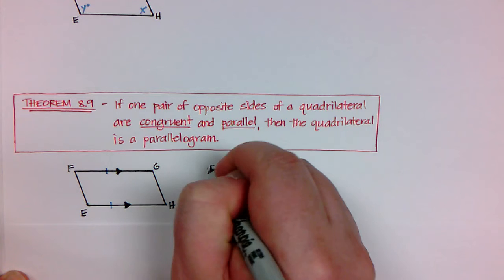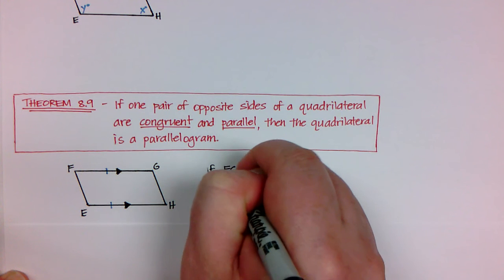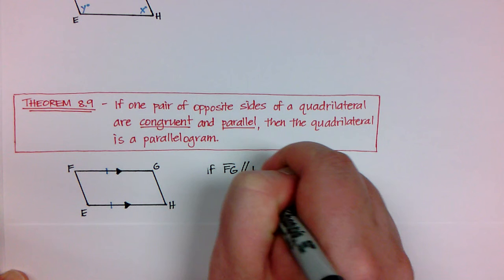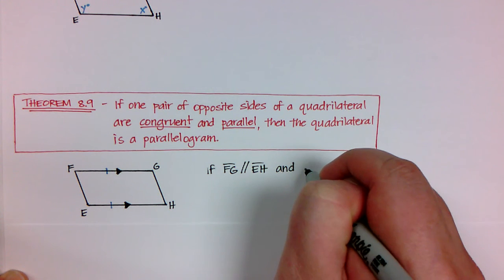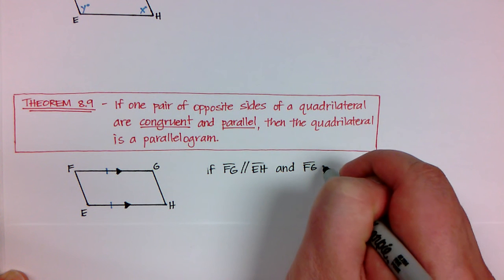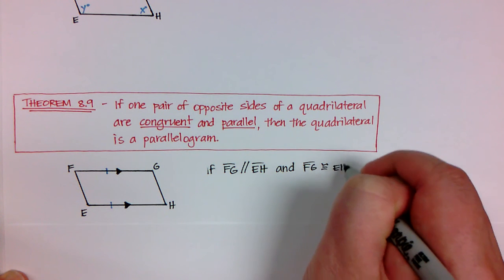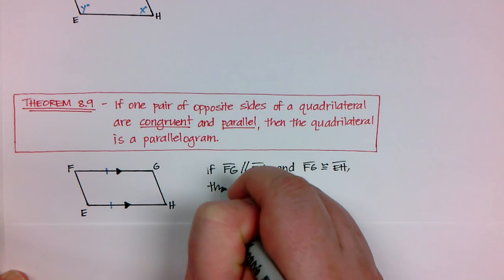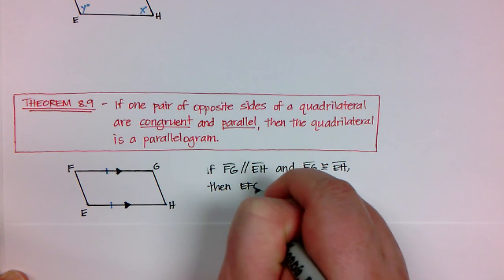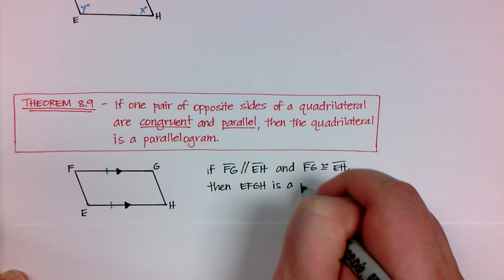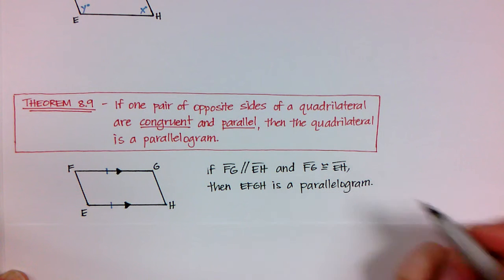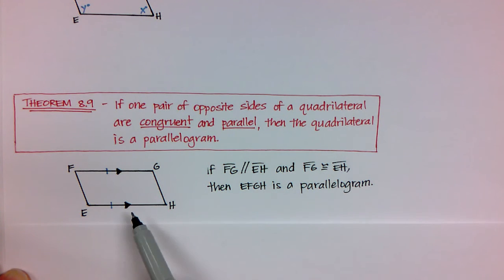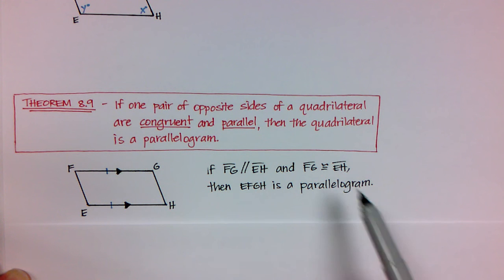So in this case, if FG is parallel to EH, and if FG is congruent to EH, then the whole shape EFGH is a parallelogram. So that's kind of cool. You only need to know two sides, and you can conclude that it's a parallelogram if this information is correct.